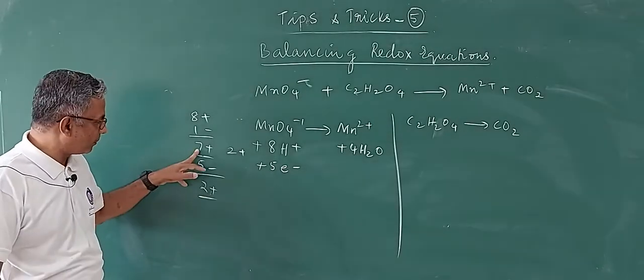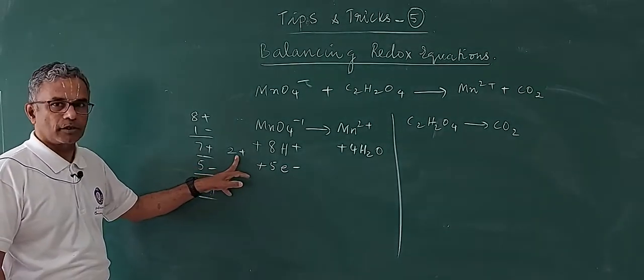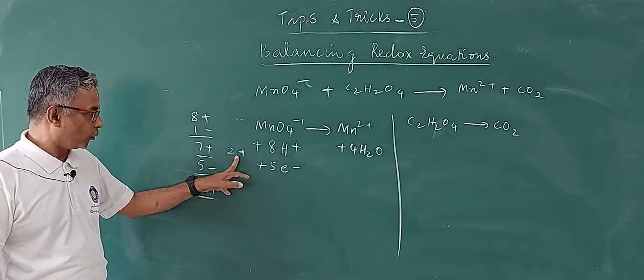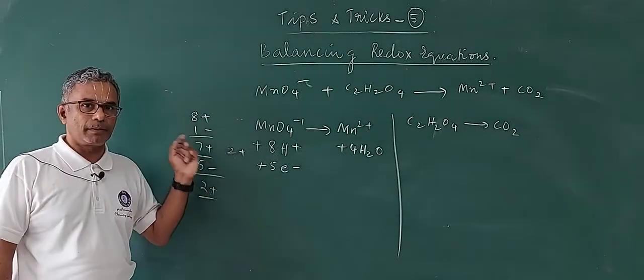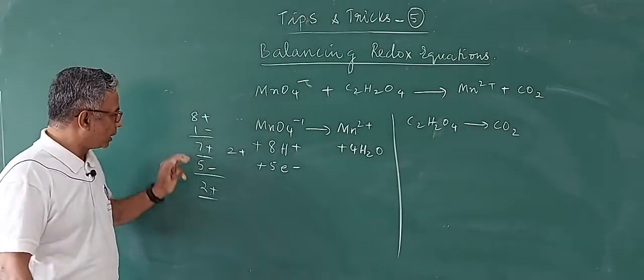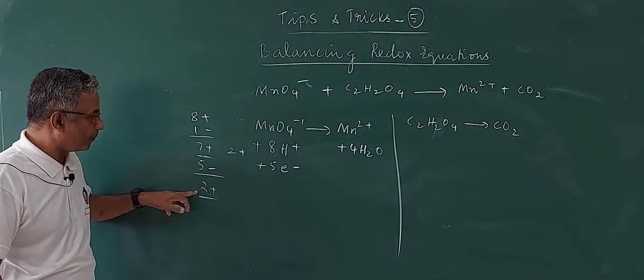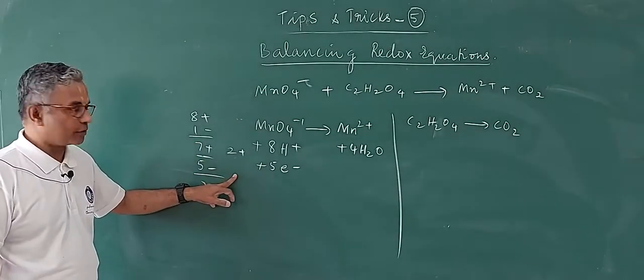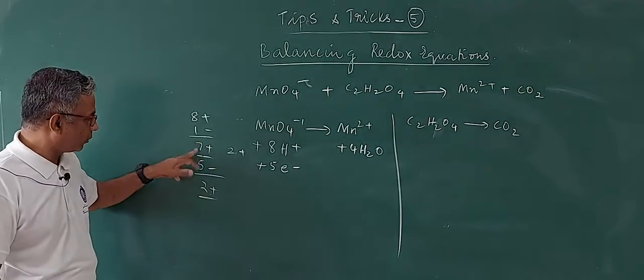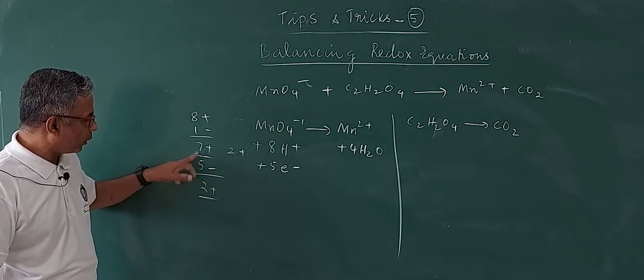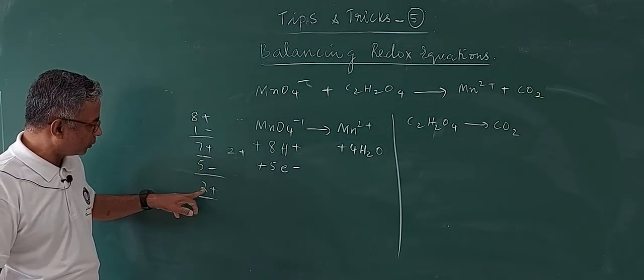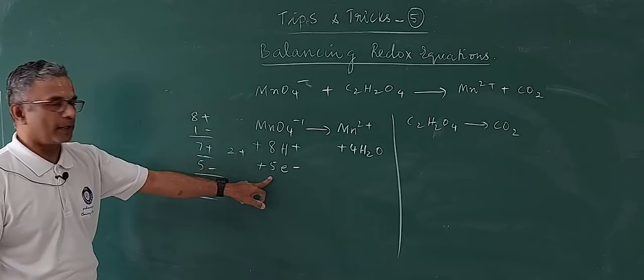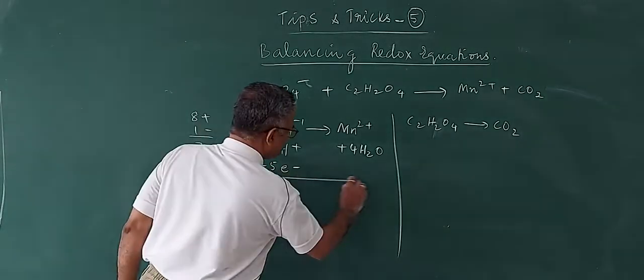Okay, I have 7 plus here and 2 plus on the right side. As I told you, you have to balance the charge by adding electrons. Therefore, you can add only to this side. Here you can't add the electrons. Here only you can add the electrons. So, if you add 5 electrons, this will become 2 plus, so 2 plus and 2 plus will be the same. So, 5 electrons. Now, this equation is over.